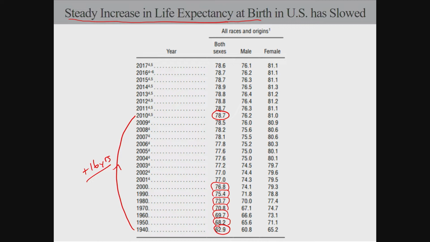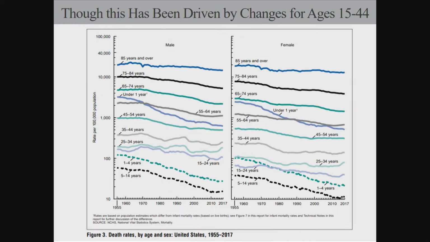But that increase has recently stalled. So if you look from 2010 to 2017, actually, if anything, life expectancy has fallen somewhat from 78.7 to 78.6, and that is a big change in the demographics of the country. But this is driven less by declines in mortality rates for older individuals.